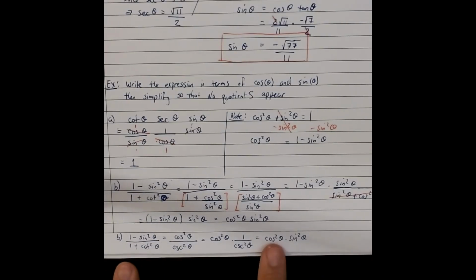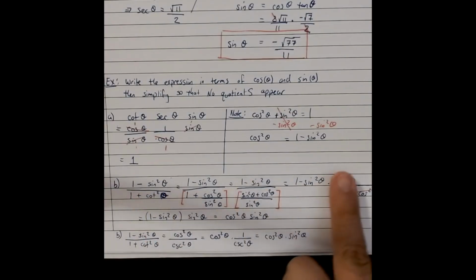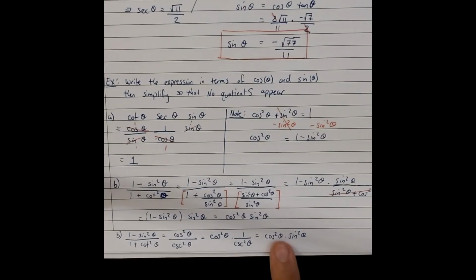This was significantly shorter than this. Although, even though this one was shorter, probably a little bit easier, you still get the same result. So even if you don't choose the absolute best route, as long as you use your identities correctly, you will still get the same answer.